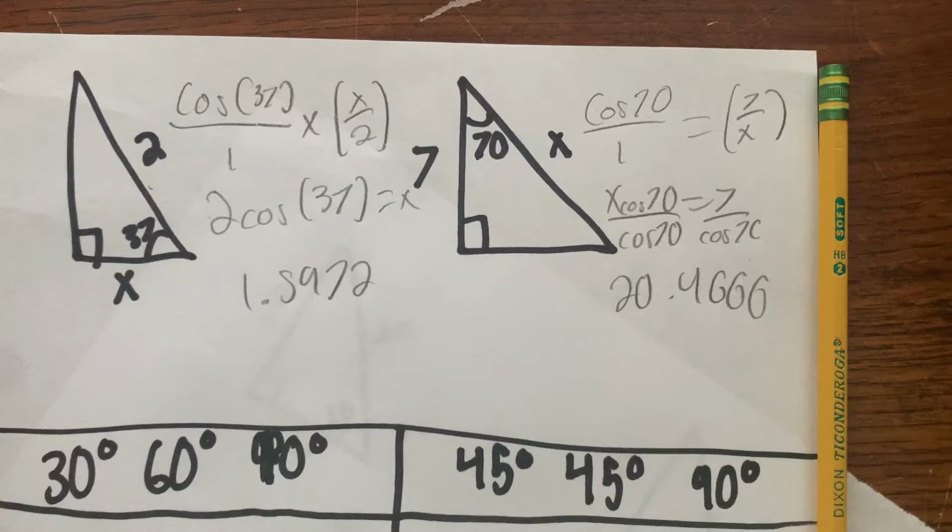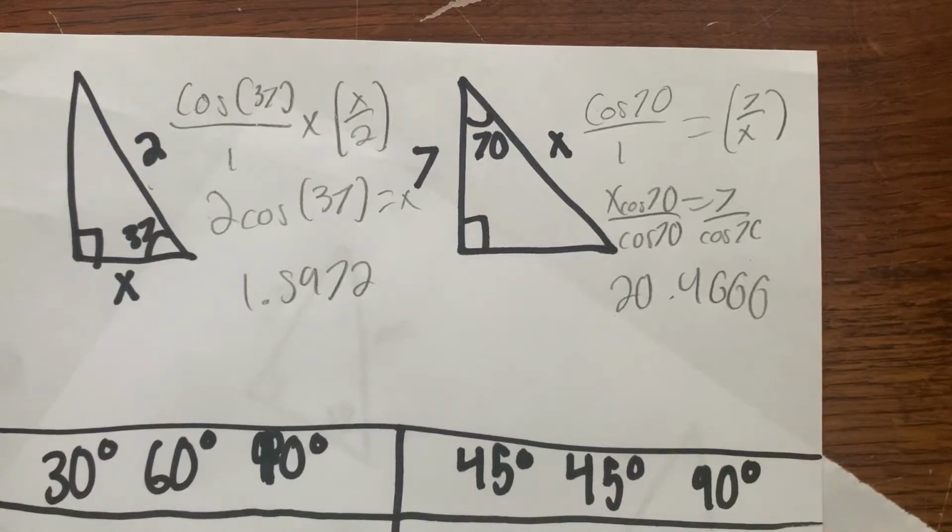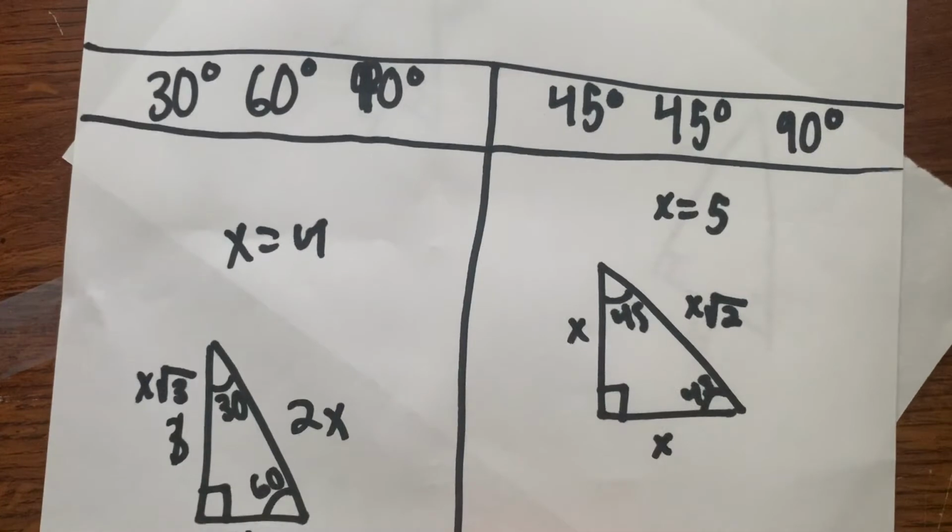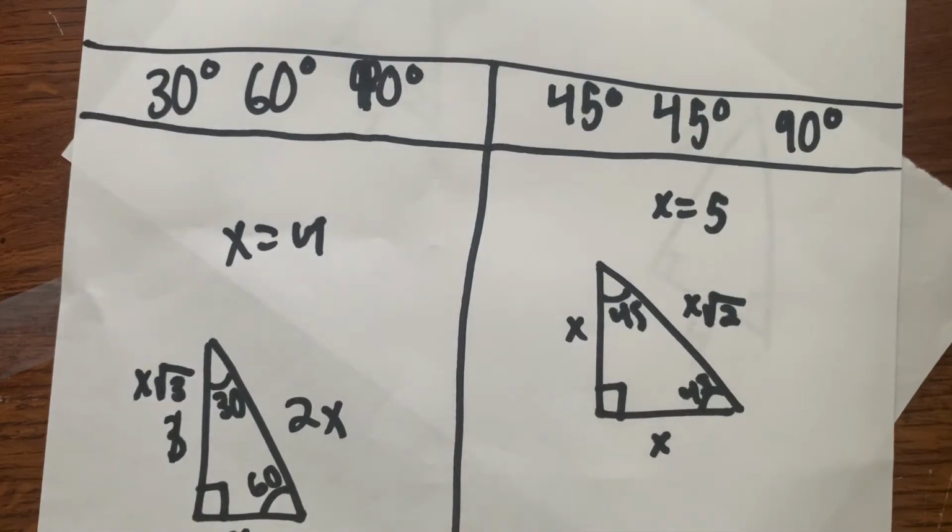Now that we find that out, we get to go into what I was talking about beforehand, the 45-45-90s and 30-60-90s. It may have been confusing. With the 30-60-90 triangle, you could always use tangent and all that, but an easier way is just by memory.